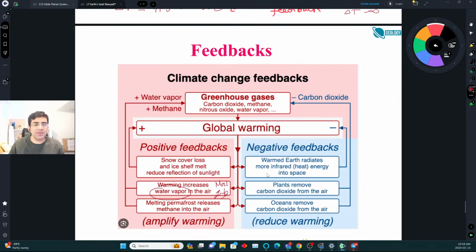Melting permafrost releases methane. Permafrost is basically soil which is permanently frozen, and a lot of methane is captured in that soil. If that is melted, that methane will be released into the atmosphere, which will produce further warming.